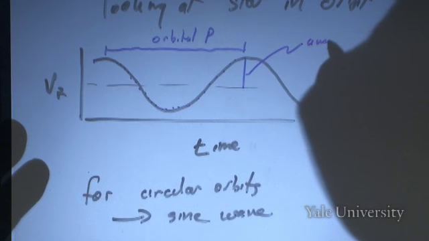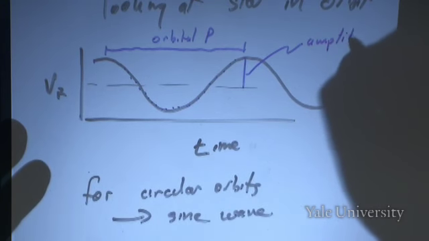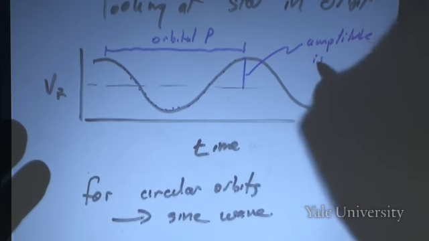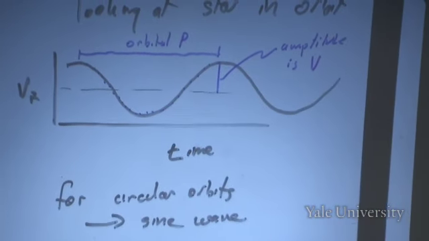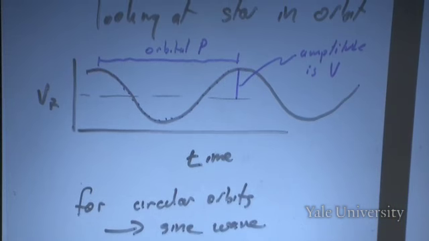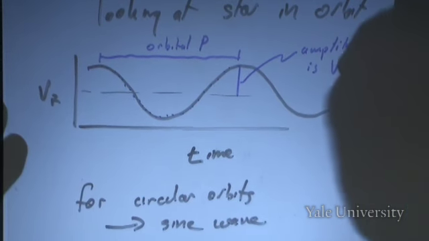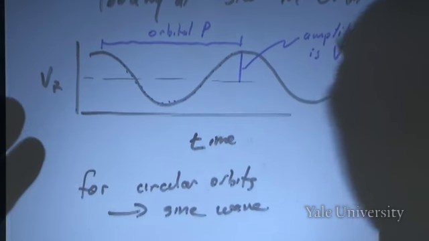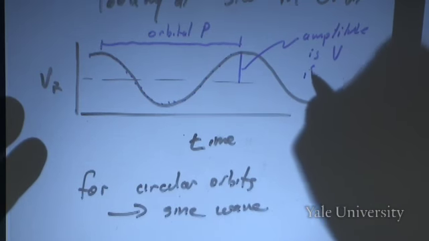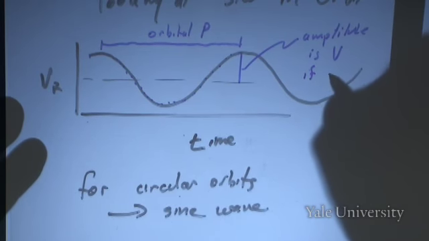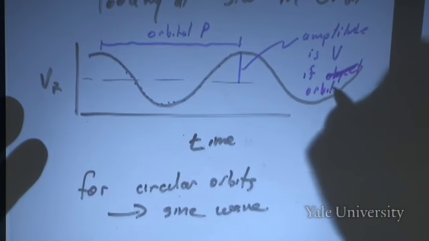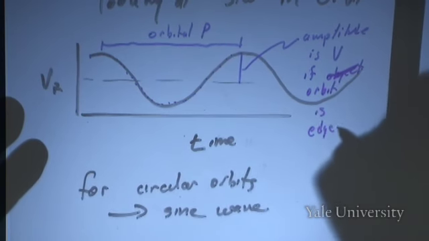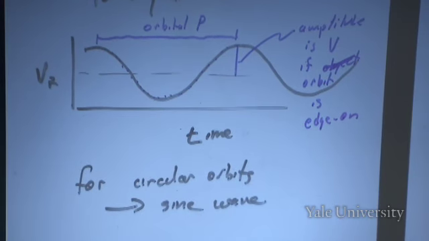The amplitude of this sine wave is something to do with the overall velocity, because that's the maximum velocity it has coming towards you. But you have to be a little careful here because that's only true if the orbit is edge on. Let me explain what I mean by that. We'll come back to this later.